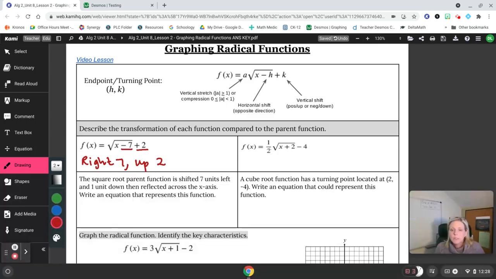On the second one, we have a compression. So we're going to say vertical compression of 1/2. Okay, and then we have our shift inside. So then we have a shift to the left 2 and down 4.